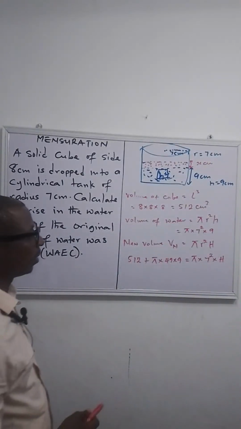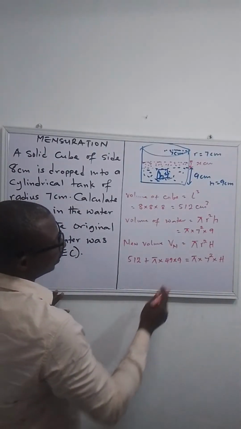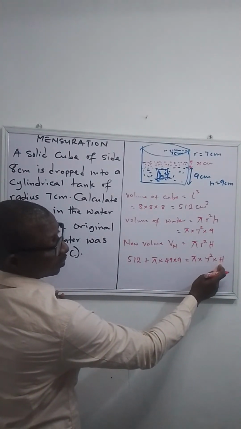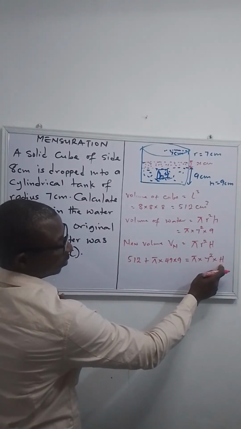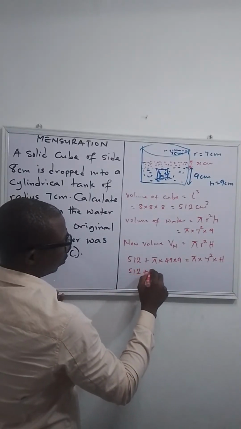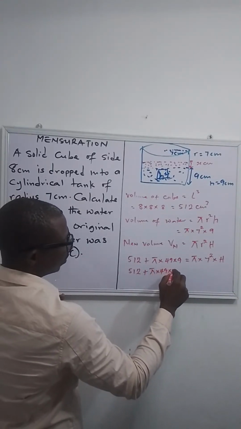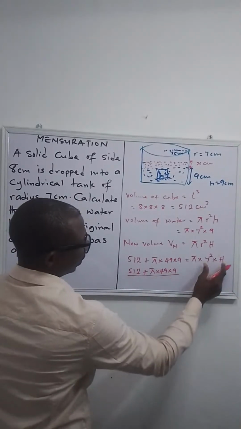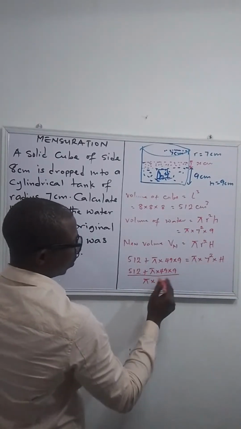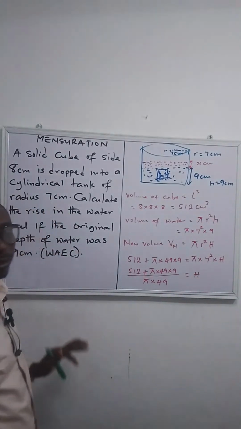All right. So now, let's see, how do we do this? Let's make h the subject of the formula. So we have 512 plus pi times 49 times 9, everything all over pi times 7 squared, that's the same thing as 49, equals h. So this is going to be the new height.